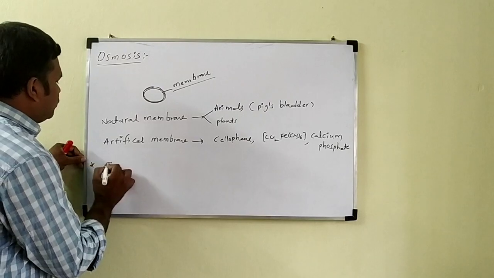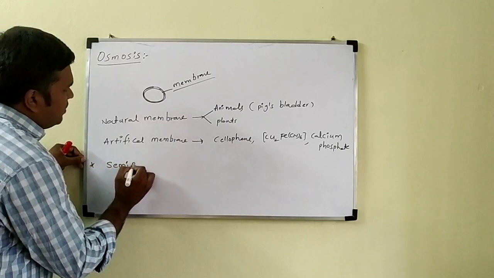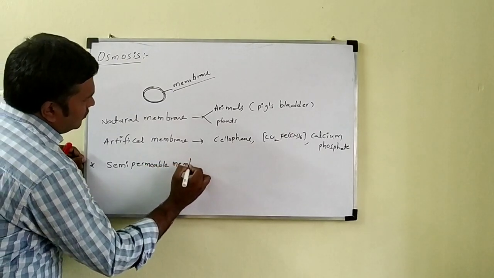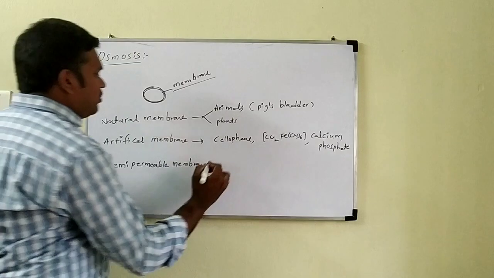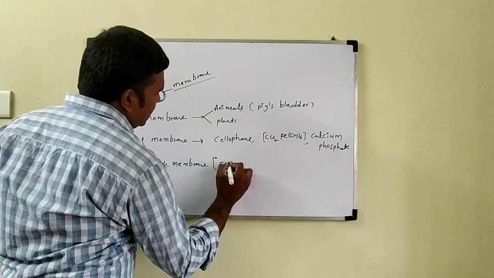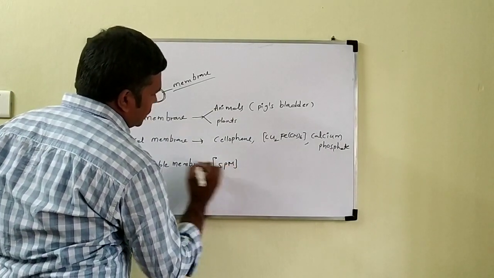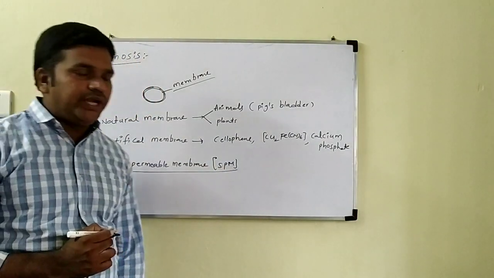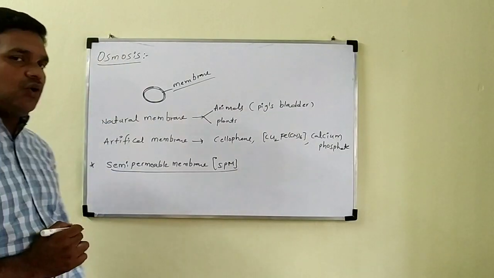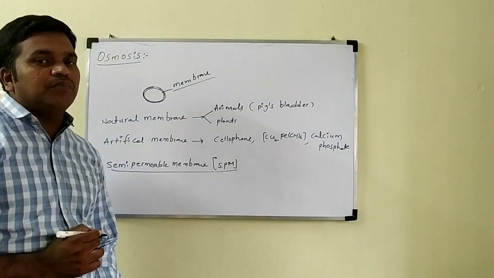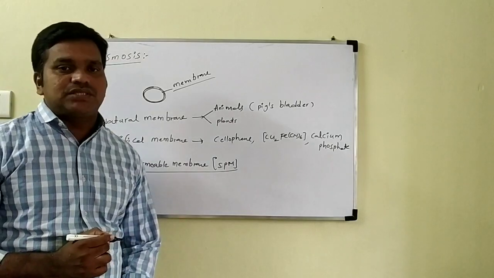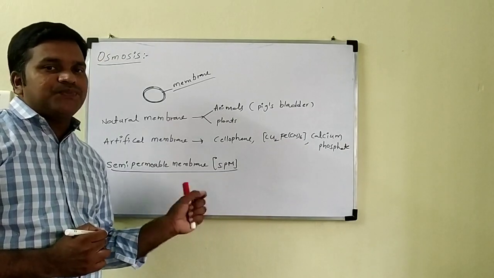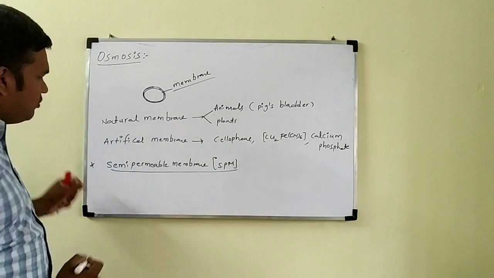Here we have to know one more membrane, the semi-permeable membrane, simply called SPM. What is the full form of SPM? Semi-permeable membrane. A semi-permeable membrane allows only solvent molecules from the solution, not solute particles. The membrane which allows solvent particles through its holes is called a semi-permeable membrane.